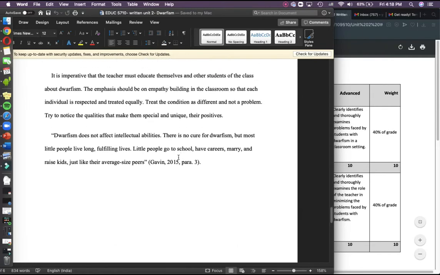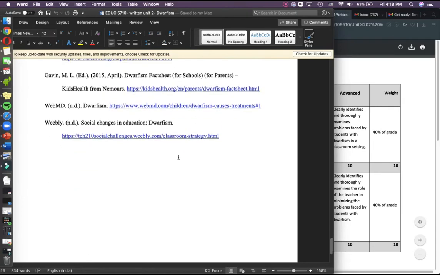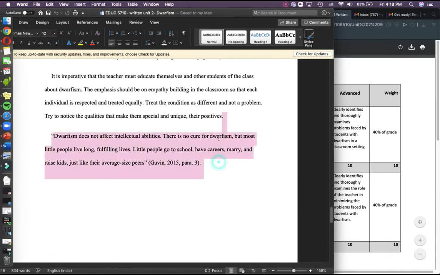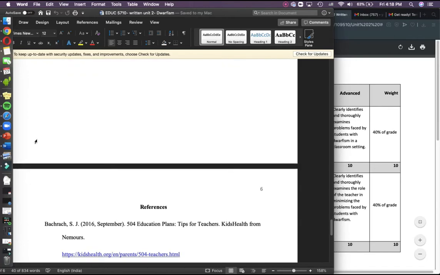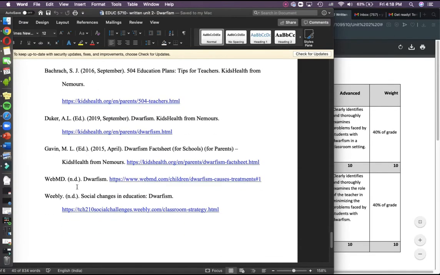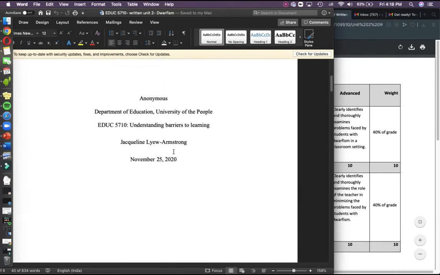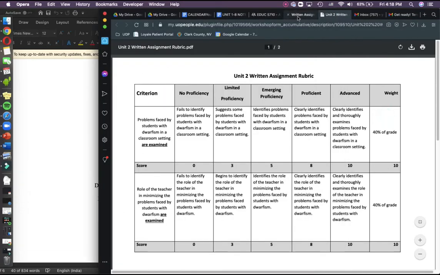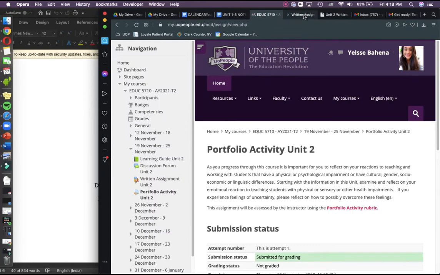And then the big no-no here is that they leave a quote at the end of their paper. It's not even a conclusion, they just have the quote hanging there. And then the in-text citation is completely wrong. The reference page looks good. So now that I have looked over the paper in its entirety, I then go to assess.